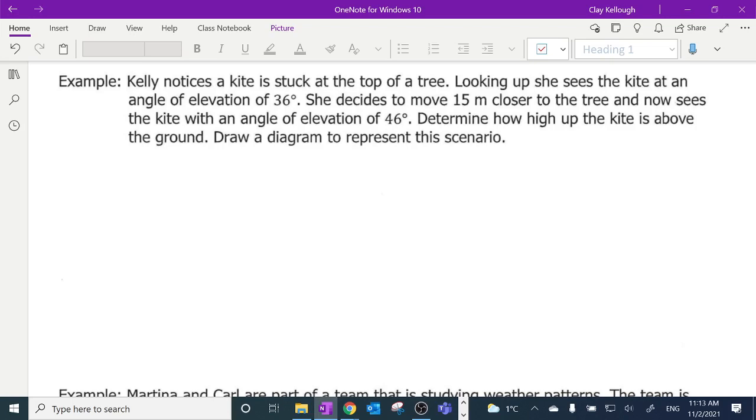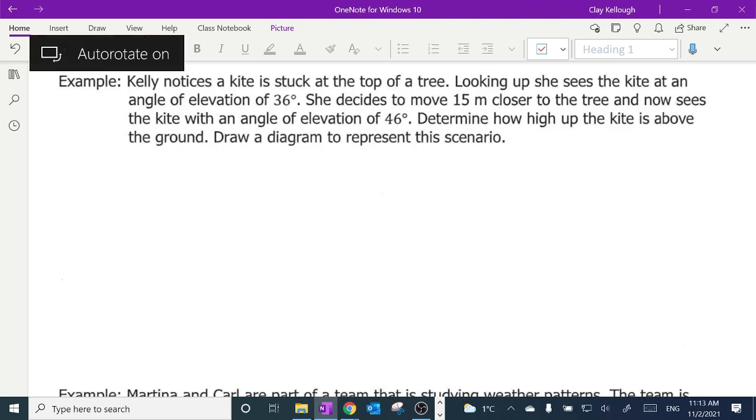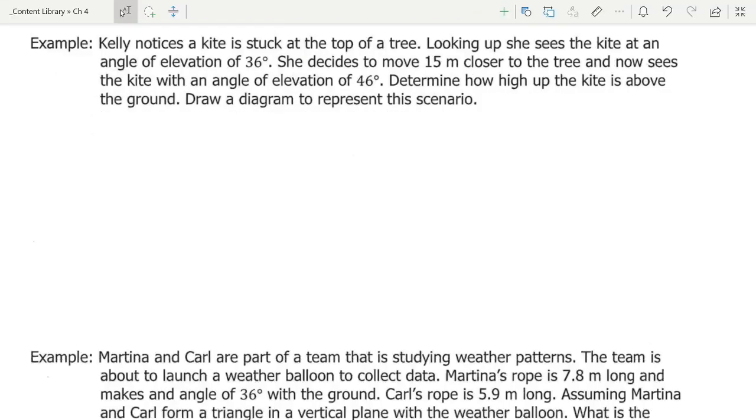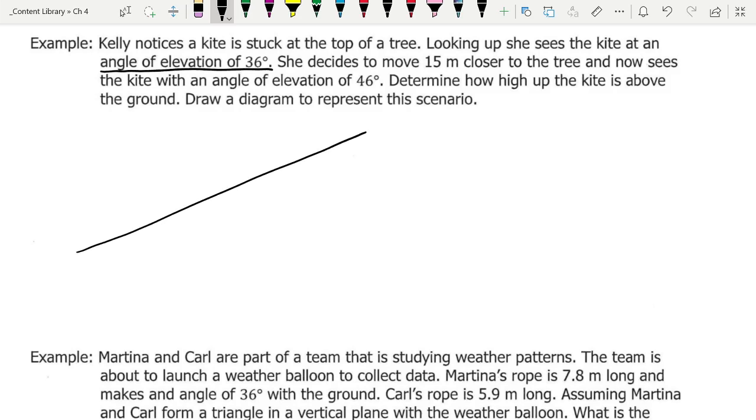Draw a diagram. Oops. I'm having some technical problems here. All right. So let's make a diagram first of all. Kelly notices a kite is stuck at the top of the tree. She looks up at an angle of elevation of 36 degrees. So here's my 36-degree angle. I maybe have exaggerated that. That's probably skinnier than 36 degrees, but close enough.